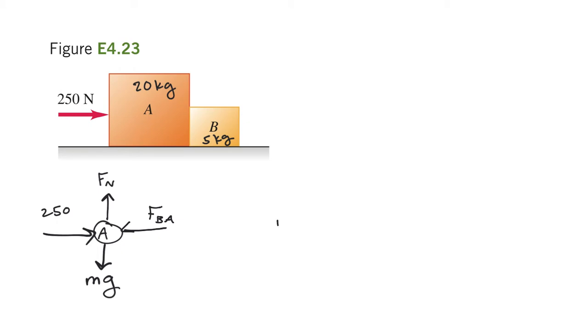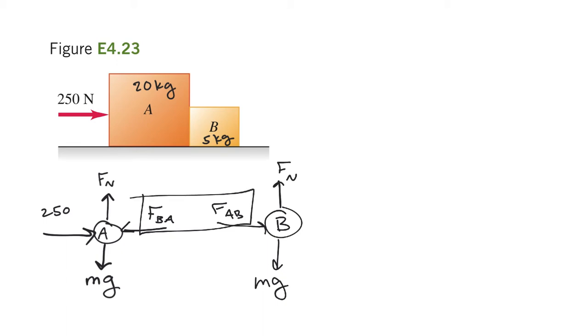Then for object B, you've got some really similar stuff. You've got mg, but this is mass of B this time. You got a normal force from the table. You've got the force of A on B pushing B. Now, once you get to this point, there's one thing you got to realize, and it's that these two forces, force of A on B and force of B on A, have to be equal in magnitude. They're going opposite directions, but they're equal in magnitude because that's Newton's third law. So that's a constraint that we have.